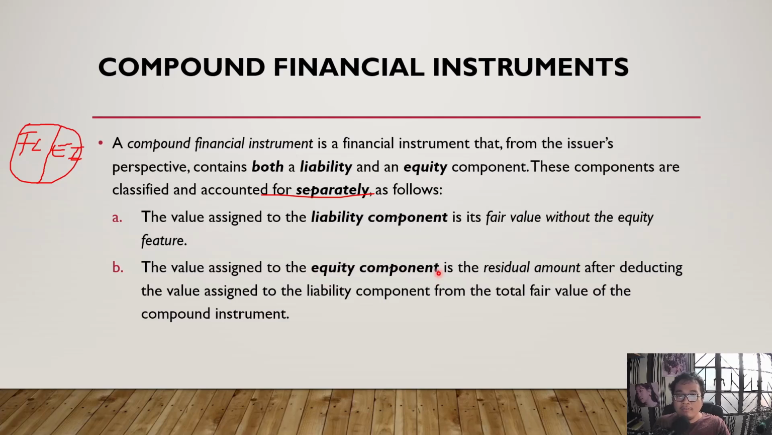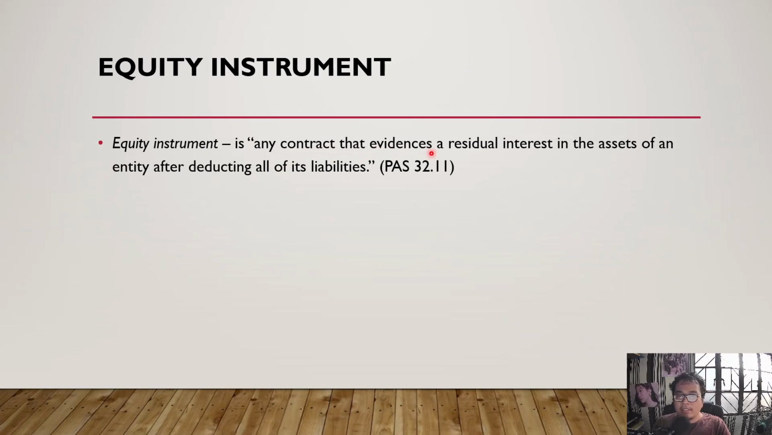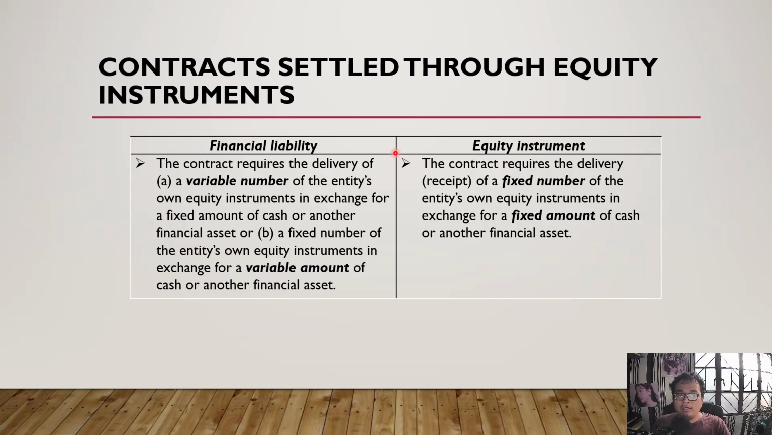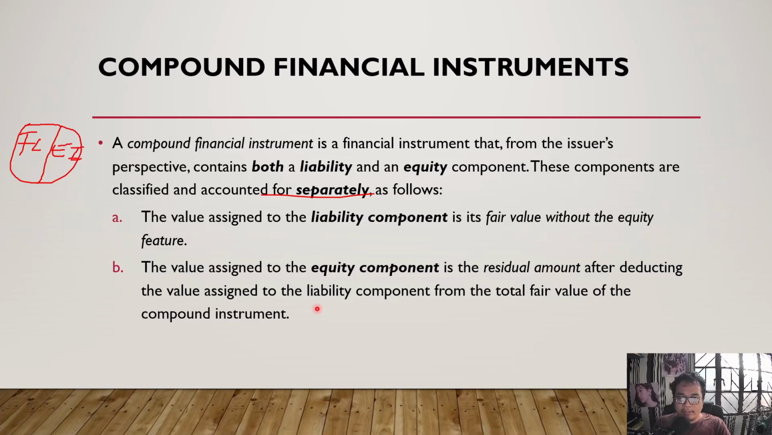Balikan natin. In any contract that evidences a residual interest. Residual talaga ang nature ni equity. So, in this case, after deducting the value assigned to the liability component from the total fair value of the compound instrument. So, kung yung fair value ng compound instrument is 1 million. Compound instrument, 1 million yung kanyang fair value. Now, separately stated na yung fair value ng liability component without the equity feature is 700 lang. Yung fair value ni liability component without the equity, 700K. So, yung residual niyan, which is 300K, yun yung masasabi niyong equity component. Kasi residual amount yung kanyang ano eh. So, ganyan yung pag-separate sa kanila.